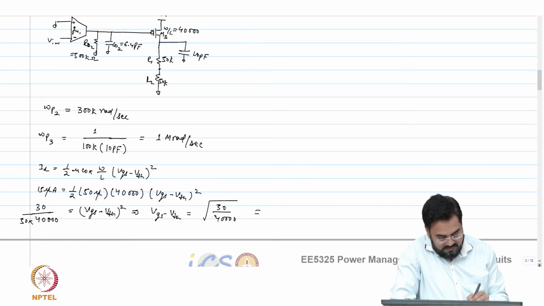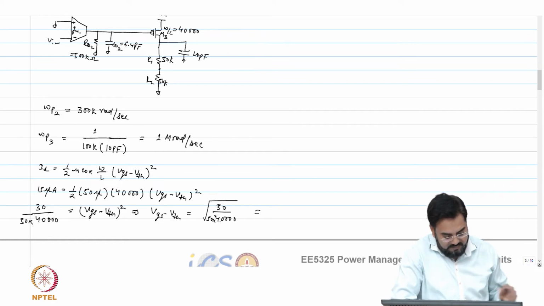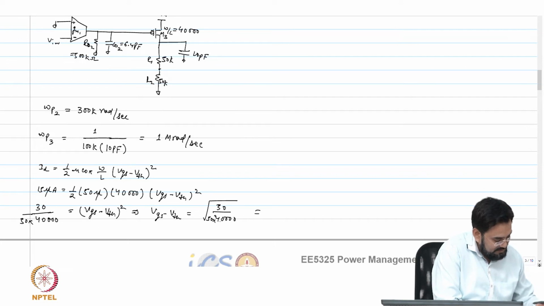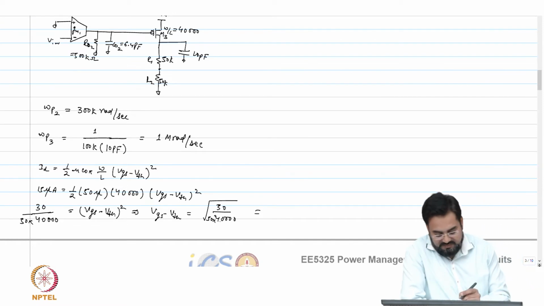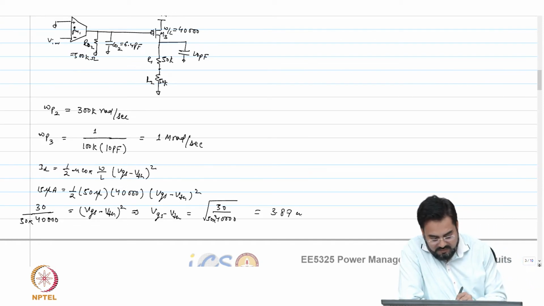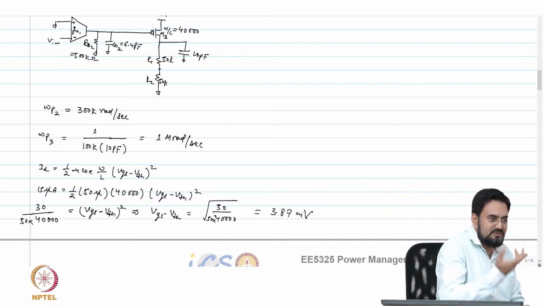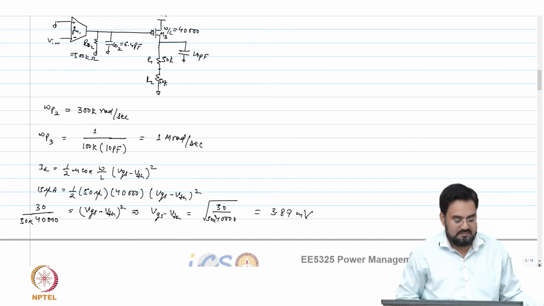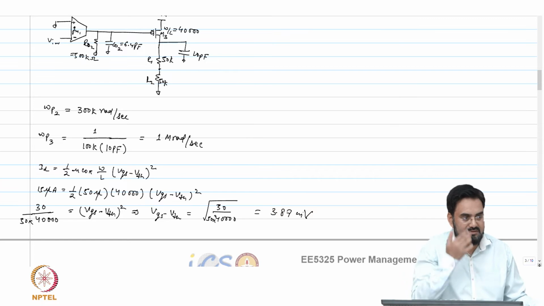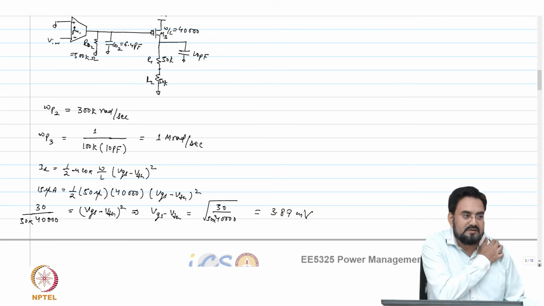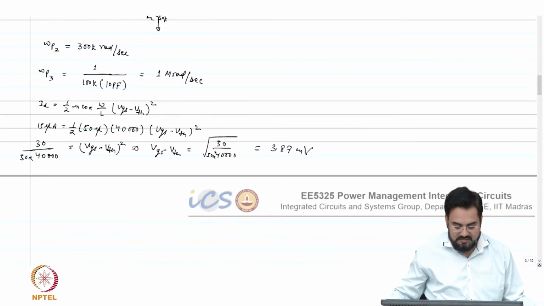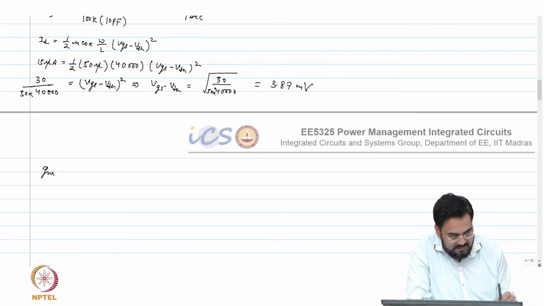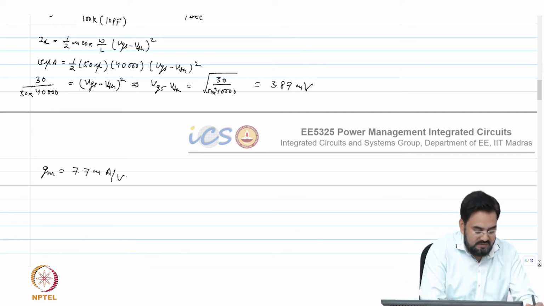Now how much is that? Divide by 50. 3.87 millivolt. It's pretty close to 0. So that is VGS minus VTH. So what is the GM? 7.77. So GM is 7.7 milliampere per volt.